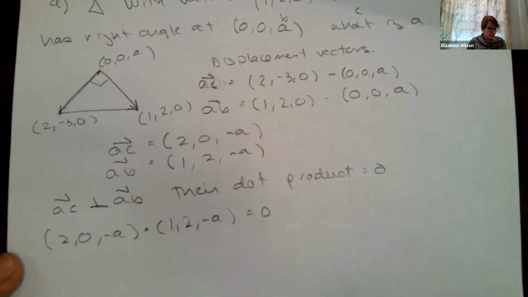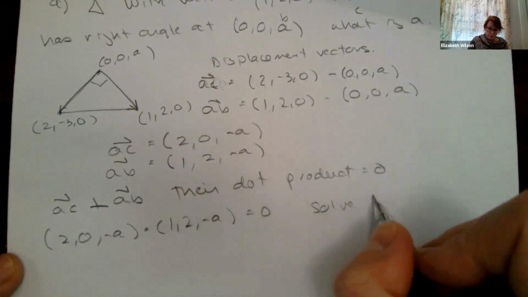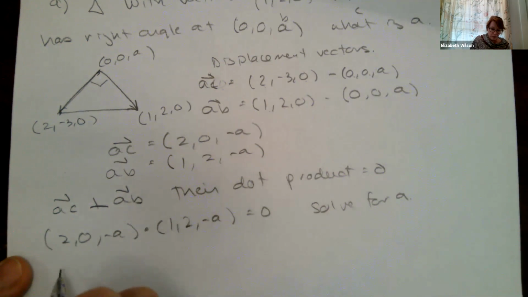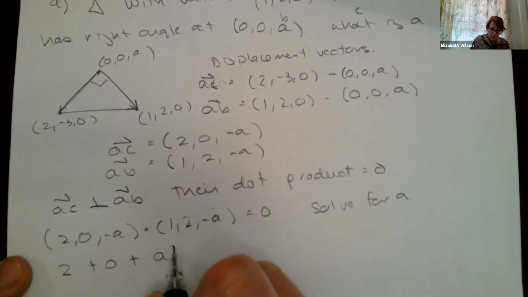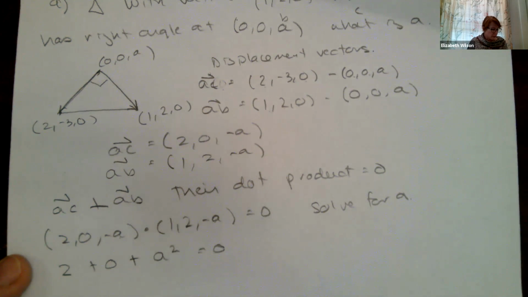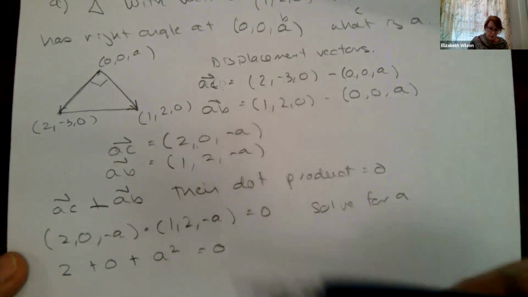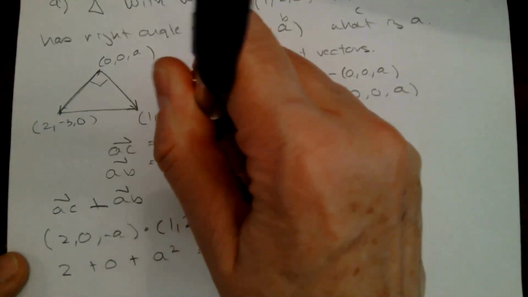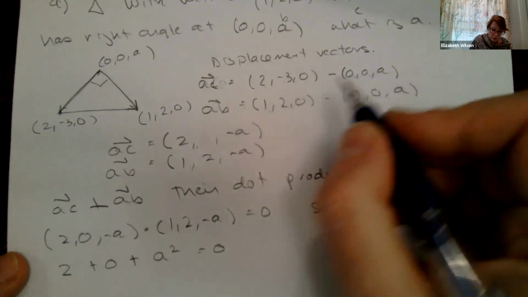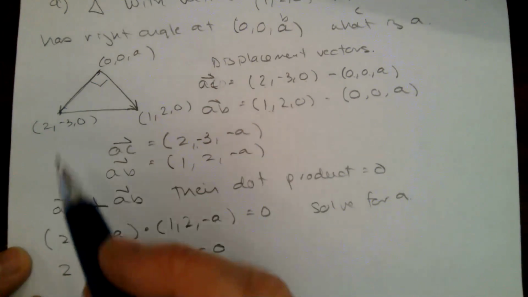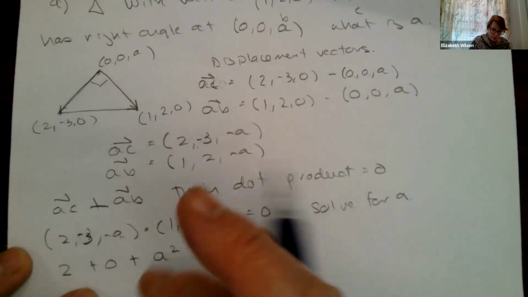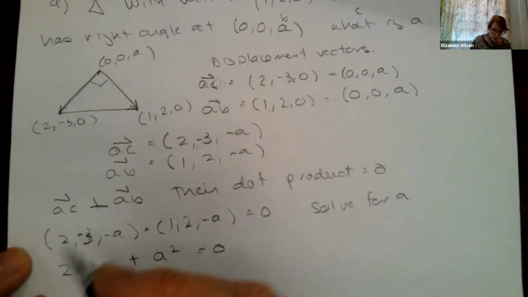And I'm going to solve for A. So it's going to go like this: 2 plus 0 plus A times minus A times minus A is just A squared. That's equal to 0. Did I do something wrong? There should be, oh, there should be 3. Yeah, I wrote it down wrong. So this is a minus 3 minus 0, which is a minus 3. I knew I wrote that down wrong. So minus 3 times positive 2 is minus 6.